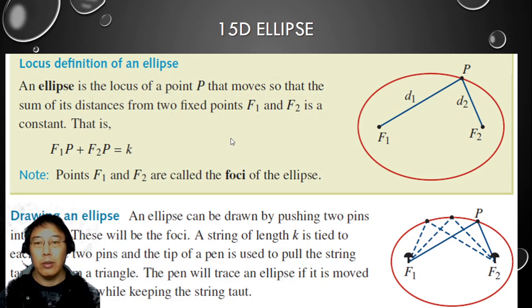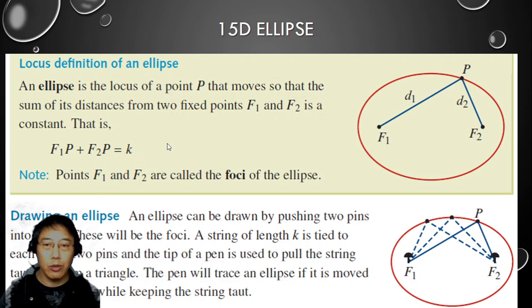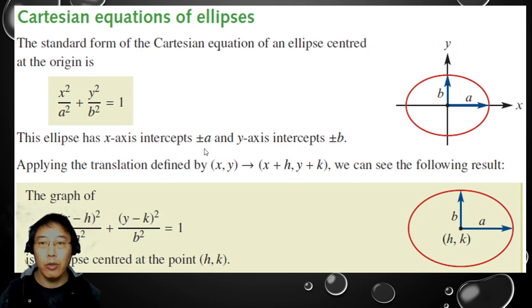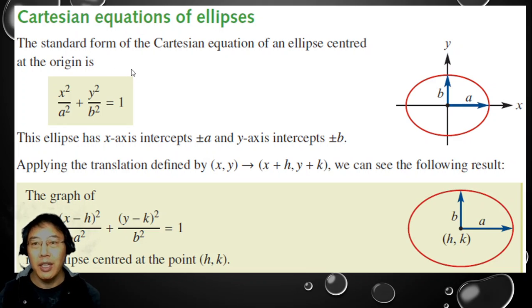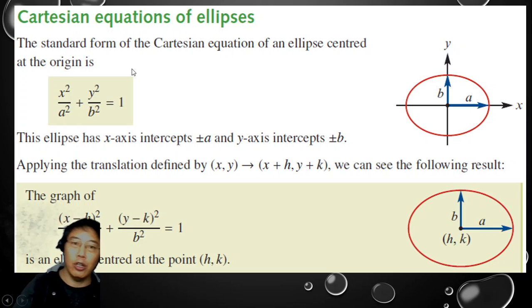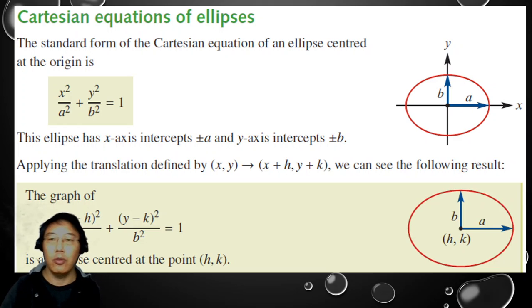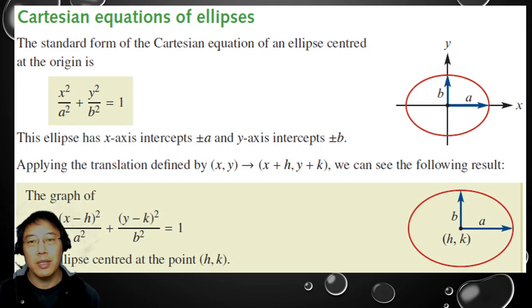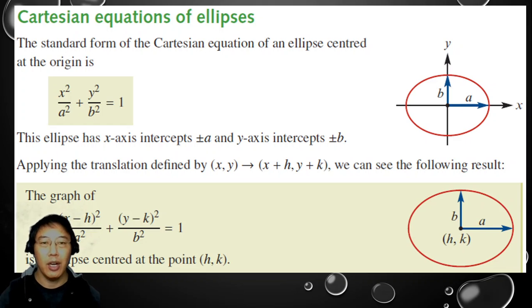So you will need to apply that through algebraic resolution. We'll do that in an example later on. Now you might recall the Cartesian equation of an ellipse. Let's go backwards. A circle is a particular type of ellipse.